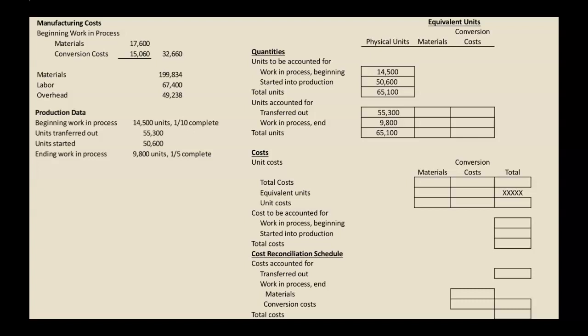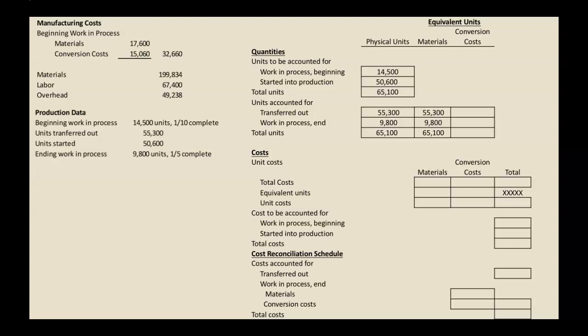Now we'll move over a column to the right, and this is where we start figuring out our equivalent units for materials and our equivalent units for conversion costs. So let's first look at materials. How many units transferred out? That's going to stay the same. That's still the 55,300 because we've completed those fully. Ending work in process, well, it's still the 9,800 because all the materials are already in that ending work in process. So our total units are 65,100.